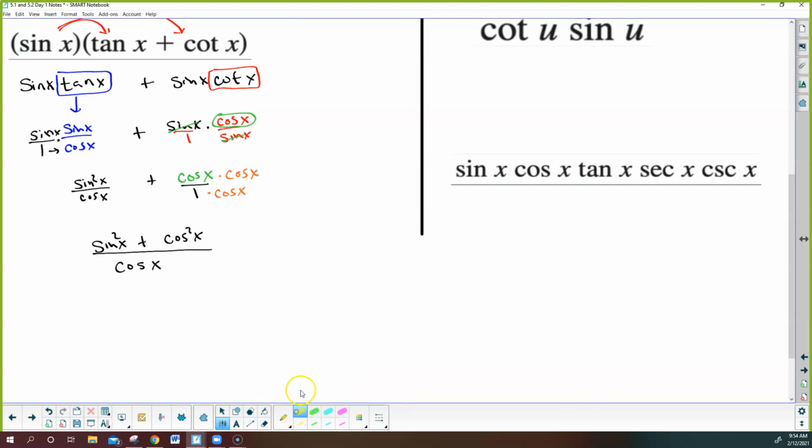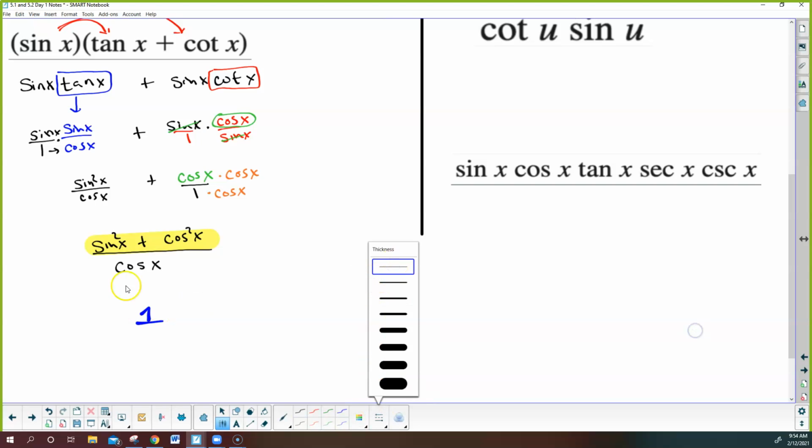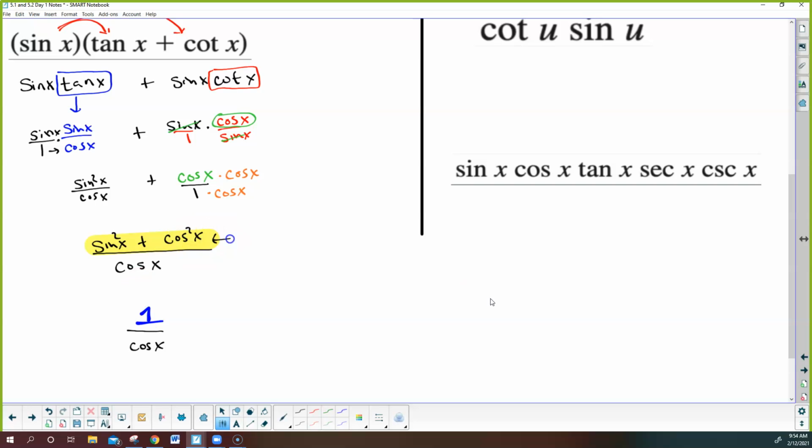And then, look at what happens. Sine squared plus cosine squared. That was our new Pythagorean identity that we just talked about. So we're going to replace this with 1 over cosine. And if you want to make a little note, this is the Pythagorean identity. And then we know, and I should be very careful, I kind of don't want to use equal signs because this isn't an equation. This is just simplifying an expression.